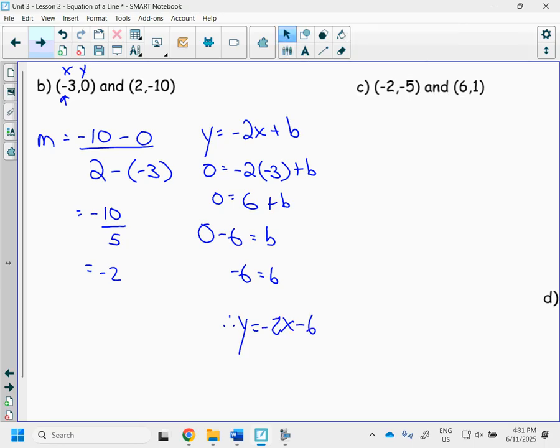How'd you do? If you got perfect, fantastic. If you didn't, can you see your mistake? Either way, can you do the next one for me and try to get better or faster at it? Because this one we're going to use repeatedly throughout the next couple of years of math.